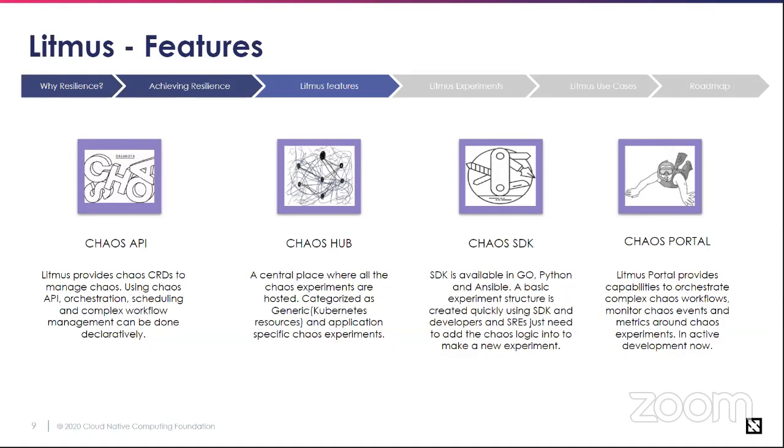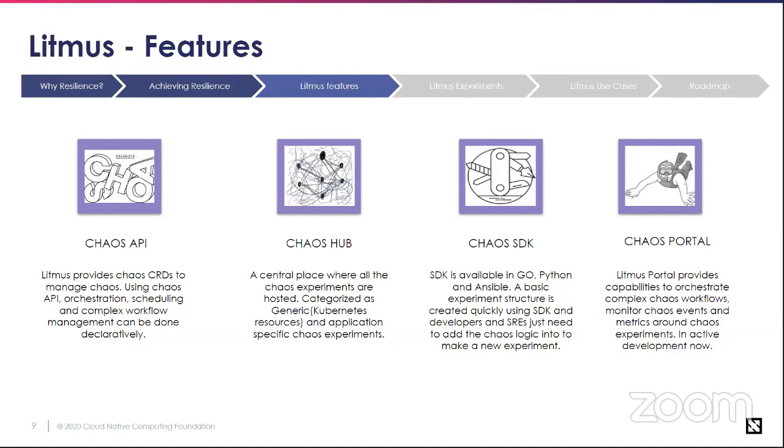That's the central place, or the hub, where all the chaos experiments are, from generic ones, for example pod kill and pod delete, to the complex ones, which are based on Kafka or CoreDNS, as well as OpenEBS. We have experiments for OpenEBS as well, which can be deployed on various systems, and you can use various chaos experiments to induce chaos in your system.